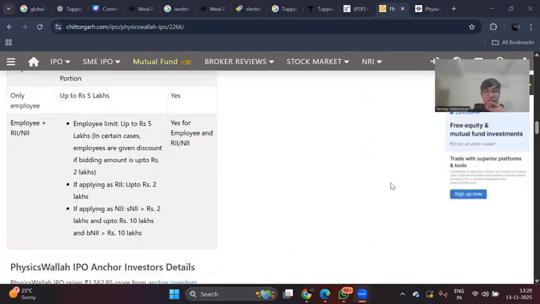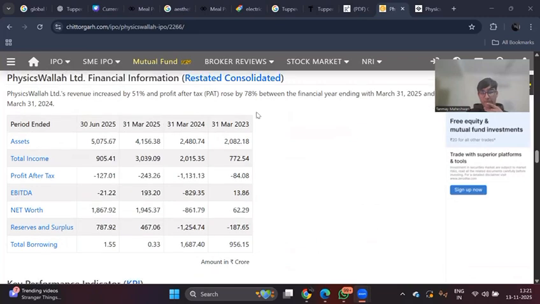Now, if we get to the financials, I have the financials for the last 3 years of the company. If you look at assets, they have been showing you green signals. They have been continuously increasing. So 2082 crores, then 2480 crores, then 4156 crores. And in the first quarter of FY26, 5075 crores. That's all good. Then if we look at the total income, it has also been showing growth. 772 crores, then 2015 crores, then 3039 crores, and in the first quarter of FY26 itself, 905.41 crores.